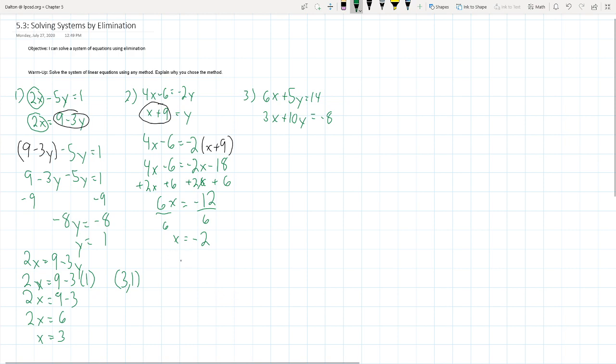Now I only have one side. I need to solve for the other one. So I have x plus 9 equals y. And instead of x, I'm going to put in negative 2. So negative 2 plus 9 equals 7. Oh, well, I just did all the math right there. So this is y, and then this is 7 equals y. So y is 7. So my answer is negative 2, 7.